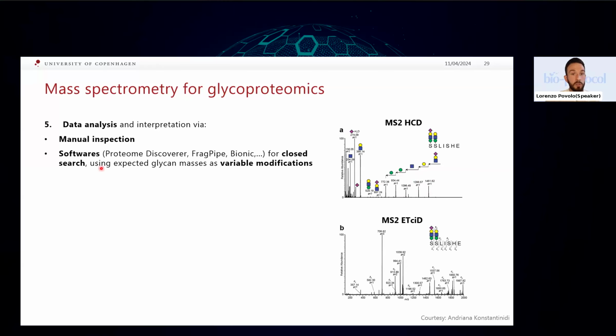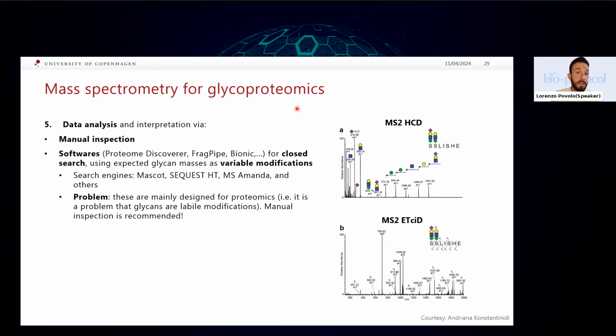It's much easier to use software, for example, Proteome Discoverer, FragPipe, or Byonic, that treat glycans as variable modifications. So just quickly, this is a list of some search engines that can be evaluated. The problem is that these search engines are mainly designed for proteomics. So glycoproteomics also, as Katarina mentioned, is quite a growing field, and there is a lot to do still also in terms of analysis, although some glycoproteomics-specific tools are emerging more and more in these years.